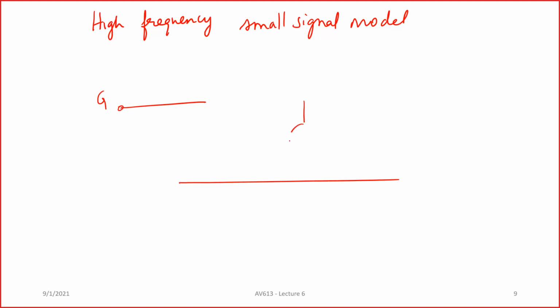This is our gm vgs, r naught. Let's say this is our drain, this is our source, right? Now this was the low frequency small signal model. Why is it called the low frequency small signal model? Because we all know that at low frequencies you assume the capacitors to be pretty much open circuits, and so you don't consider them.